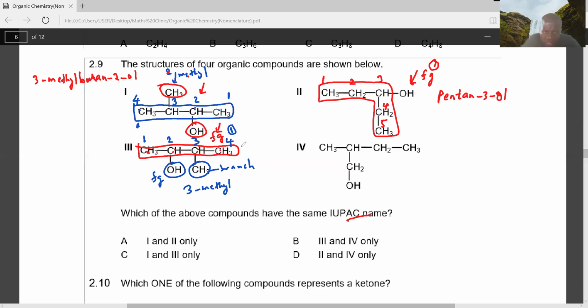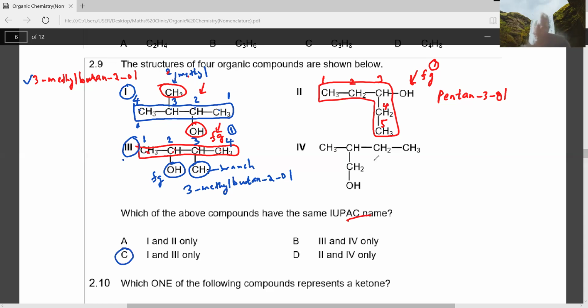3-methyl. How many carbons are here? 4. It will be butane with an -ol. So you see what we got here and what we got. So the answer is 1 and 3. 1 and 3 only. It's 1 and 3, because let's check the last one.